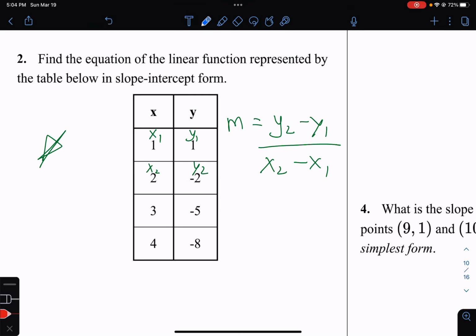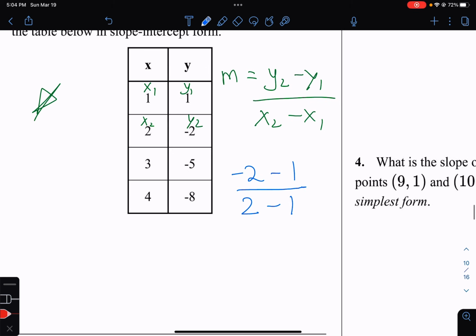So to find the slope here, we're going to go ahead and do y2, which is negative 2, minus y1, which is 1, all over our x2, which is 2, minus our x1, which is 1. So we end up with negative 3 all over 1, which means that our slope is negative 3.